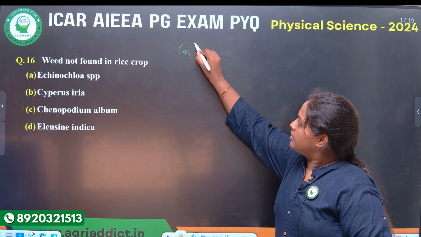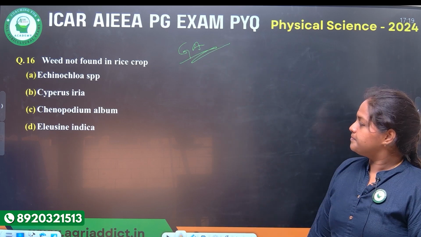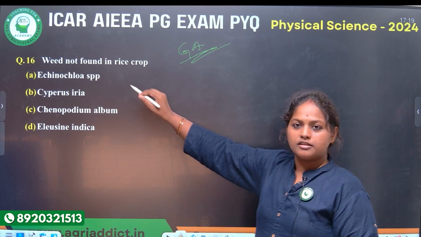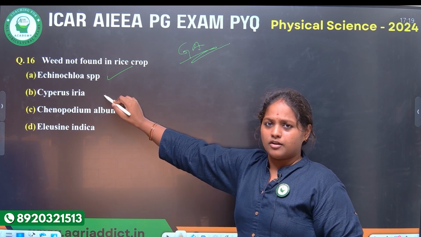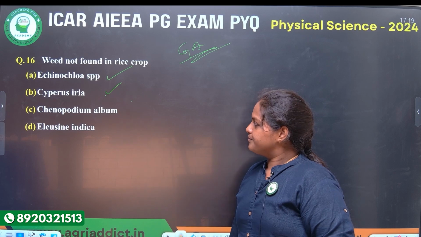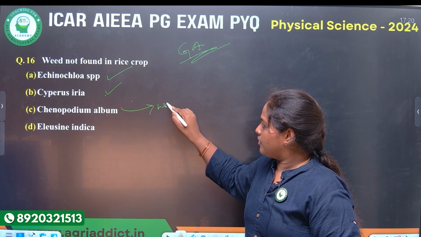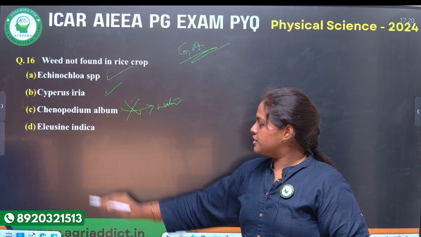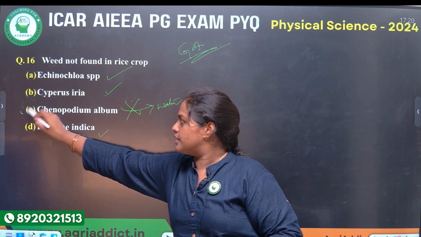Another GA question again. The weed that is not found in rice crop. In rice crop, what is the most important weed that we will see? That is Echinochloa colonum. Cyperus, it is also a general weed which is almost found in all the fields including rice. Chenopodium, it can't survive in waterlogged conditions. So we can eliminate Chenopodium album. Eleusine indica, again it can thrive in all conditions almost. So the option is C.